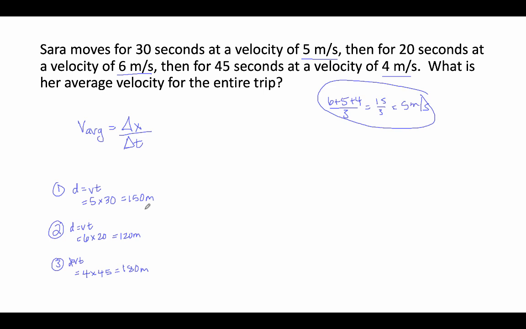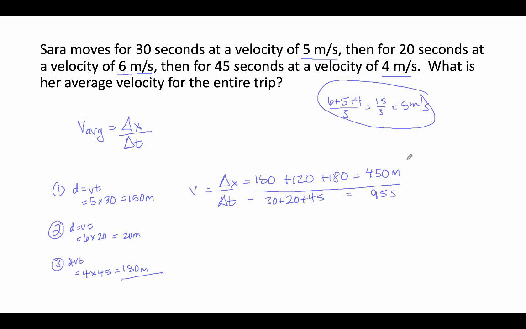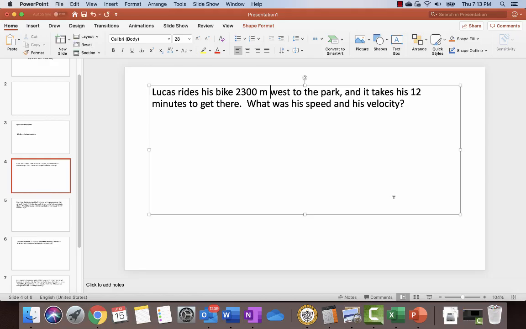So throughout this whole trip, our change in position was equal to 150 plus 120 plus 180. They're all in the same direction. It didn't say anything went backwards. So we just add those up, and that gives us 450 meters divided by my change in time. Well, my total time was 30 plus 20 plus 45, which is 95 seconds. So I'm going to do 450 divided by 95.